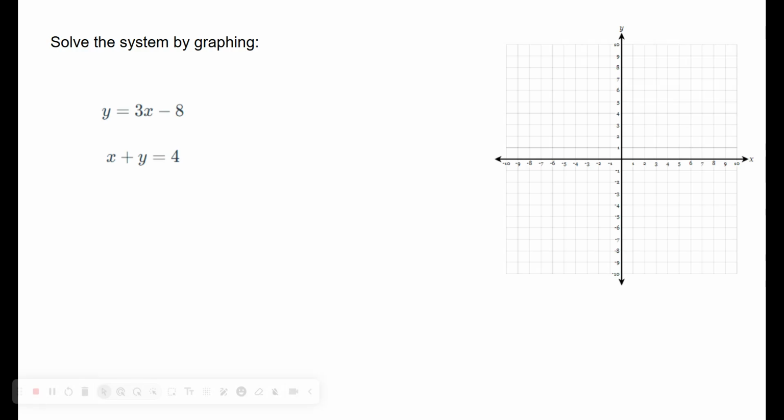Alright, let's work on graphing linear and quadratic systems. Wow, look how far we've come. Next slide. Next slide. Next slide. There we go. Alright, as you might remember, we can solve systems by graphing.